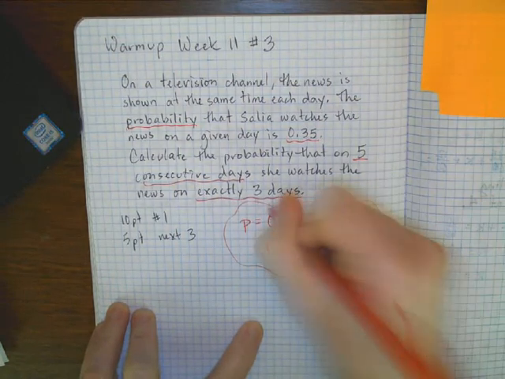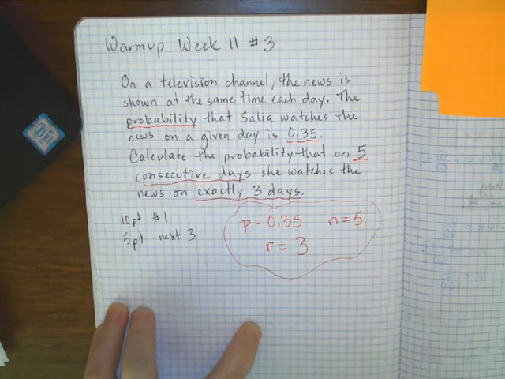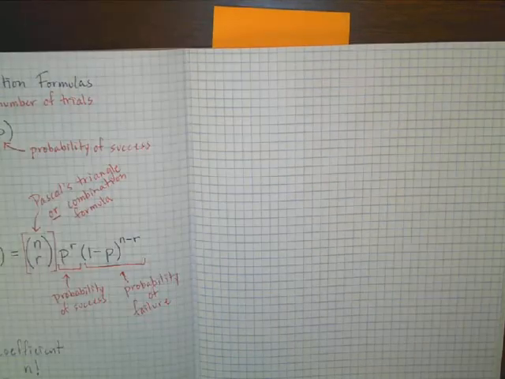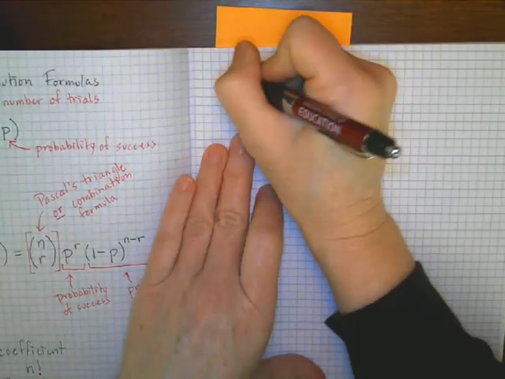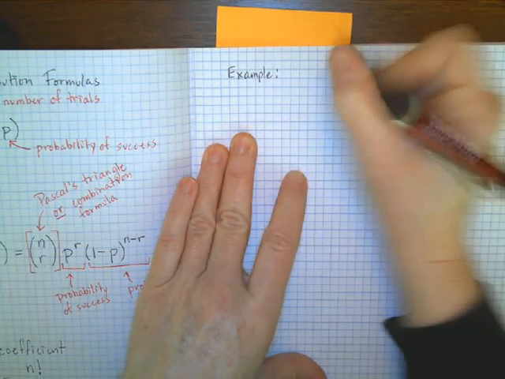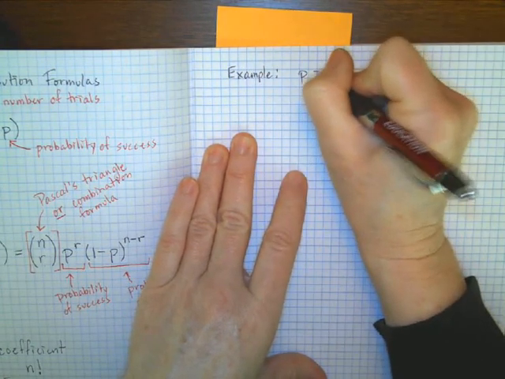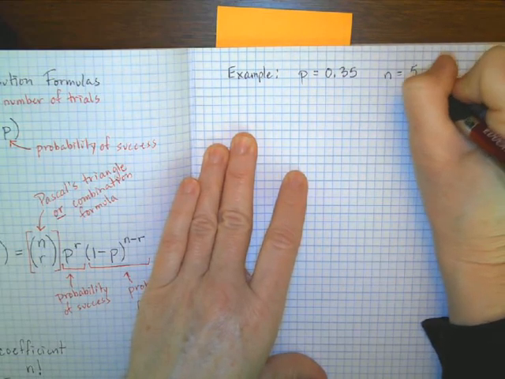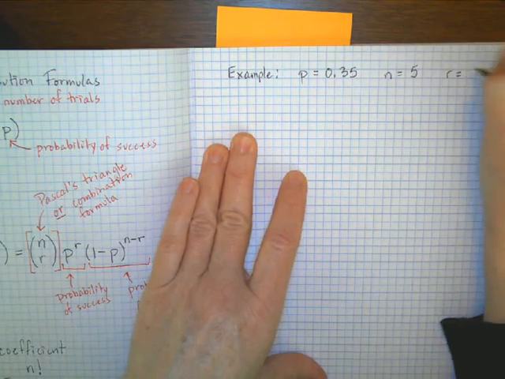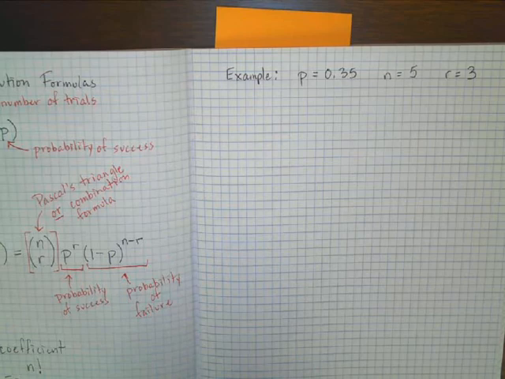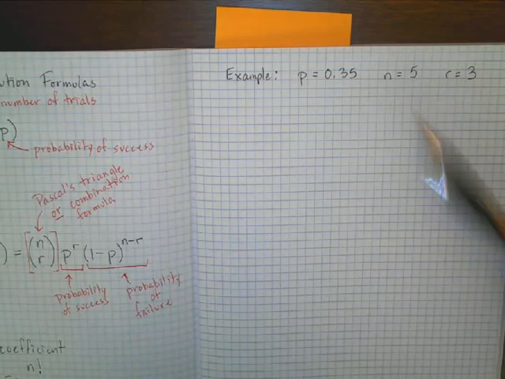This is the information I got from my warm-up. I'm going to use that in my formula. So now I'm going to go back to my notes, and we are going to use this in the formula. Our example is going to have a probability equal to 0.35. The number of trials is going to be 5, and the number of successes we want is 3. We want to know the probability that she will watch 3 days of news out of 5 days.